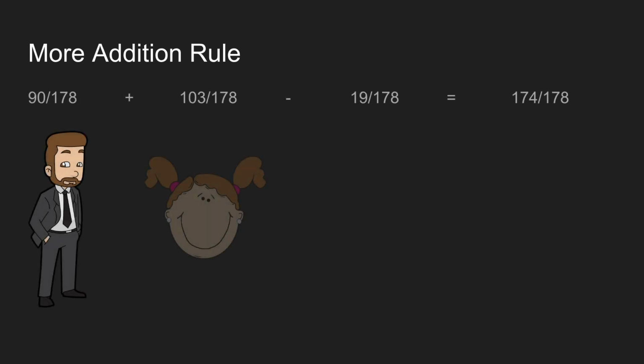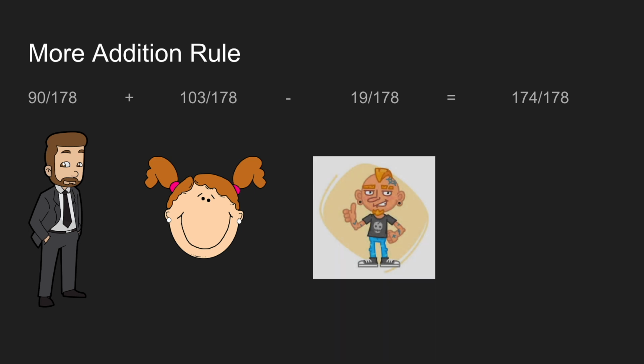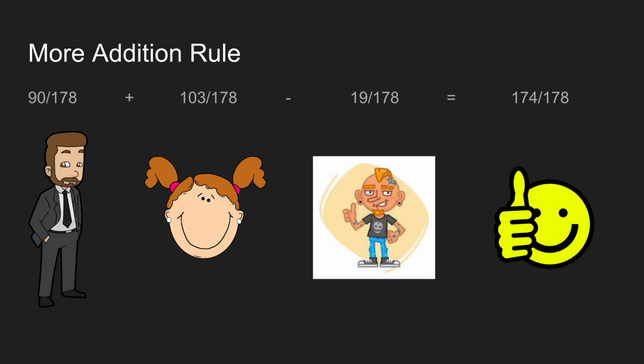The probability of someone being male is 90 out of 178. For pierced ears, the probability is 103 out of 178. To remove double counting, we subtract the probability of being male and having pierced ears, 19 over 178, from the sum of the other two. This gives us a final probability of 174 out of 178 for people who are male or have pierced ears.